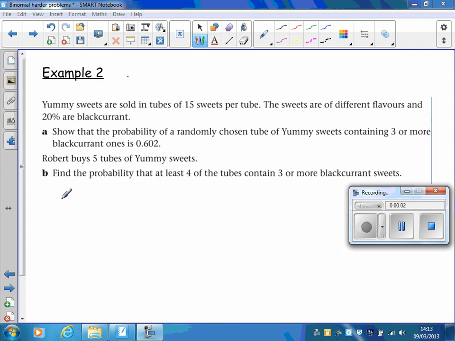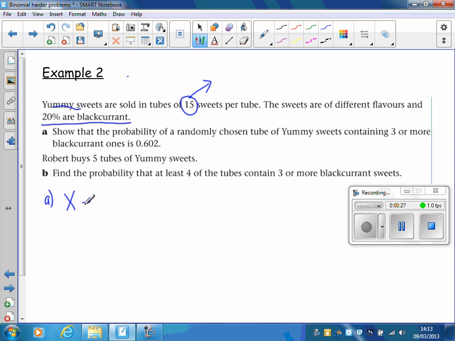Okay, example 2. You're told that these yummy sweets are sold in tubes of 15 sweets per tube. 20% of those sweets are blackcurrant. And the question says, what's the probability that you choose a tube, what's the probability in your 15 sweets of getting 3 or more blackcurrant ones? Now that's just a straightforward binomial.